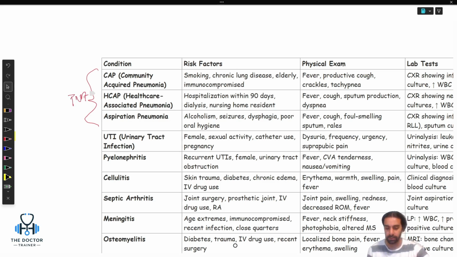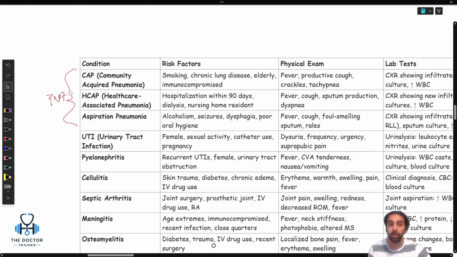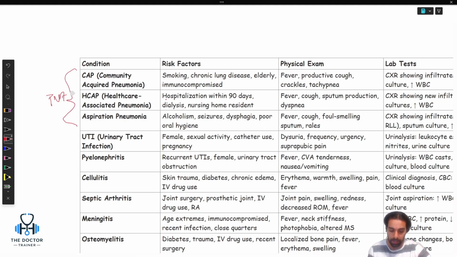A lot of it's going to be context. Community-acquired pneumonia, you're going to have patients who come without any risk factors from the hospital setting. If we go down to HCAP, if they've been hospitalized, if they're on dialysis, if they're a nursing home patient, think hospital-acquired. If you had a patient with a stroke who suffers from dysphagia, or had a seizure from alcohol withdrawal, and it's a right lower lobe infiltrate, then start thinking about aspiration pneumonia. If it's none of these things, it's most likely going to be community-acquired pneumonia.